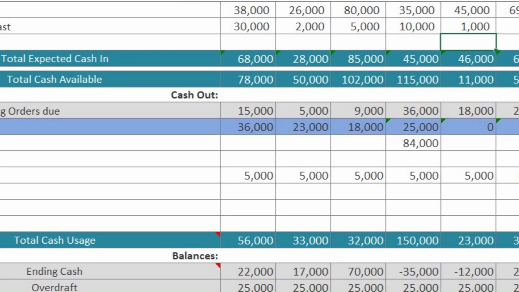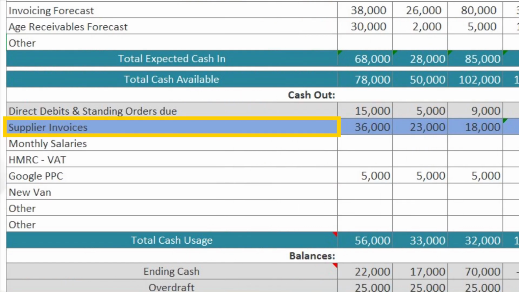Next up, you have your supplier payments. So these will be your probably big chunky supplier payments. They tend to be a little bit more randomized, obviously, than your standing orders and direct debits. But again, another tab should have all of the detail of this, and you should just have this on that one line so that you've got clarity of what's going on.